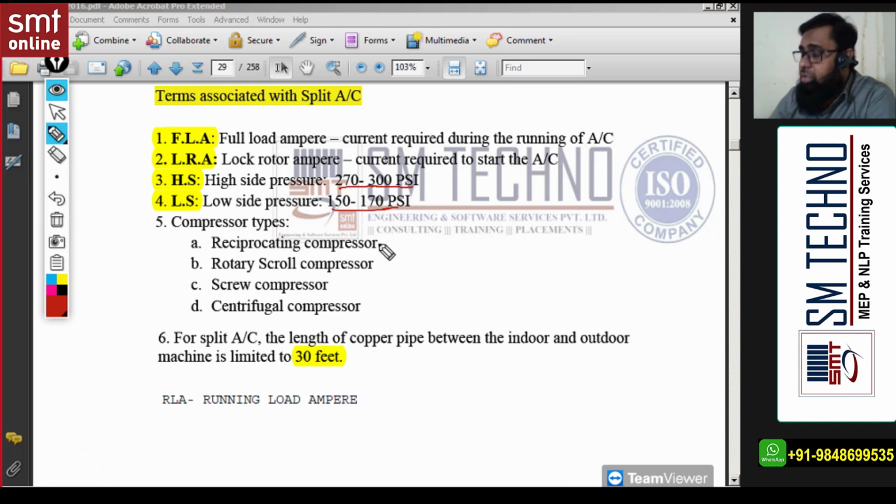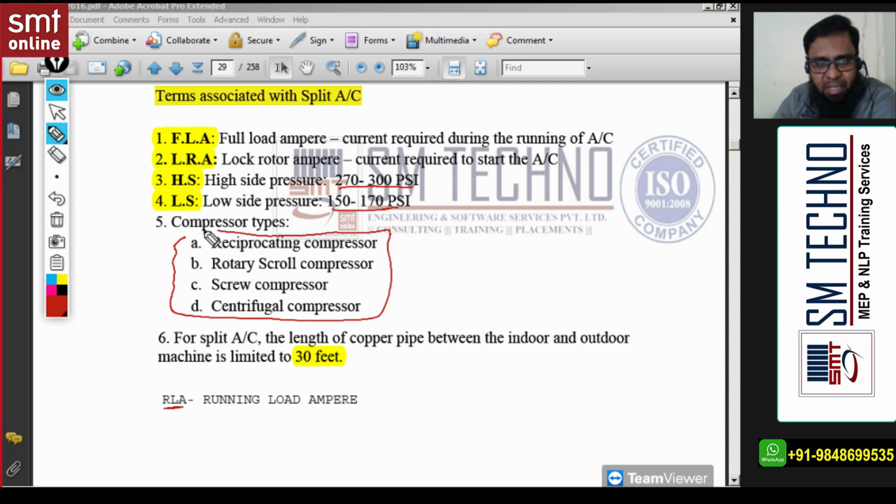For additional information, generally this will be taken care of by the service people. But as an engineer dealing with installation or design, you should have the basics of this service also. Types of compressor are also given. If you don't know these types, just find out on YouTube how reciprocating, rotary, scroll and centrifugal work. As a mechanical person, I think you know this. If you don't know, please search on YouTube and find out how they work.